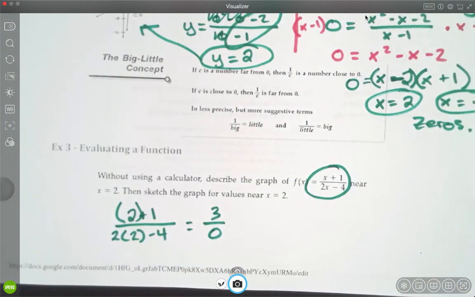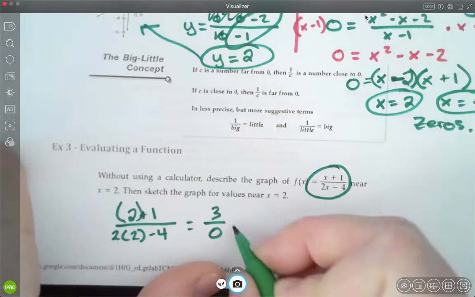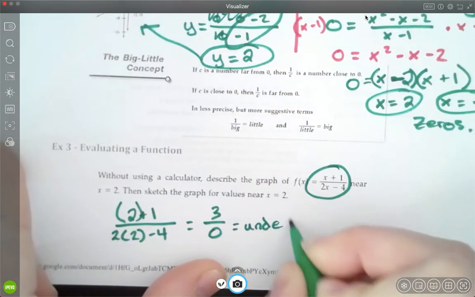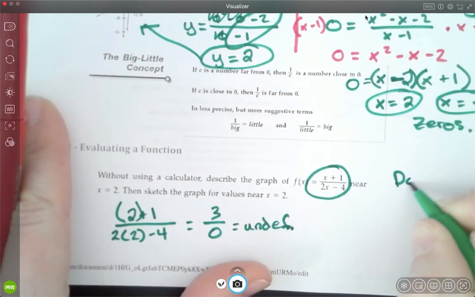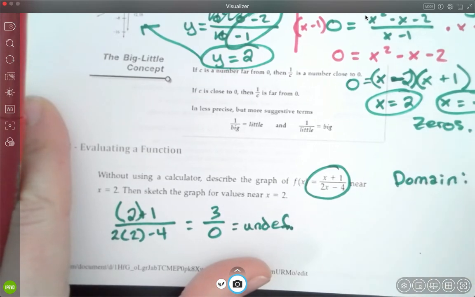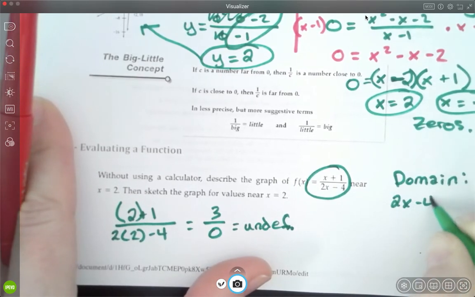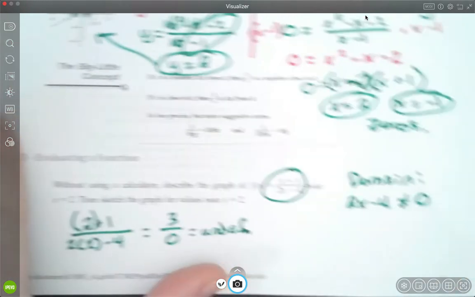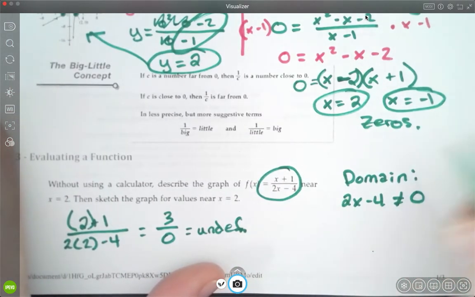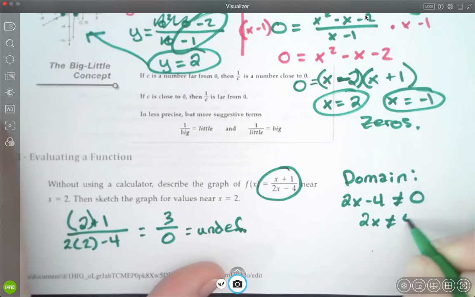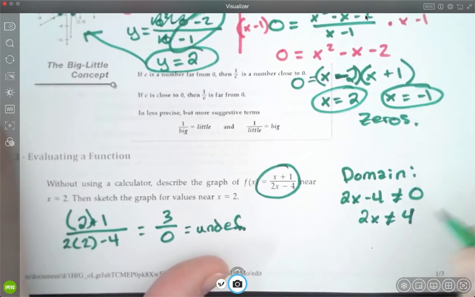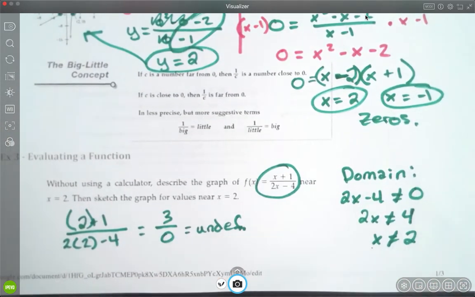What happens there? Yikes. Bad things happen. You can't divide by 0. It's undefined. And if we think about the domain, if I'm trying to do domain, I would say 2x minus 4 can't be 0, so that means 2x can't be 4 if I add the 4 to the other side, and x can't be 2, okay?